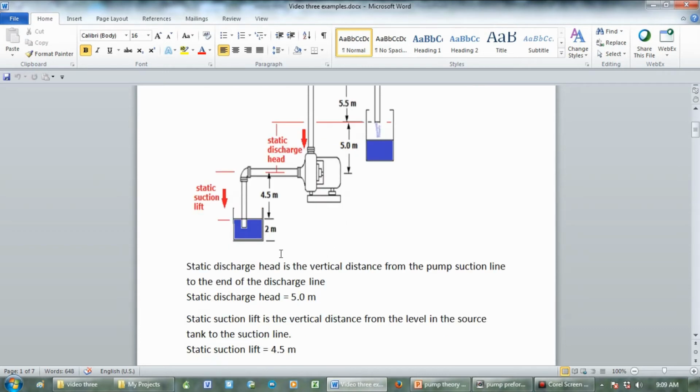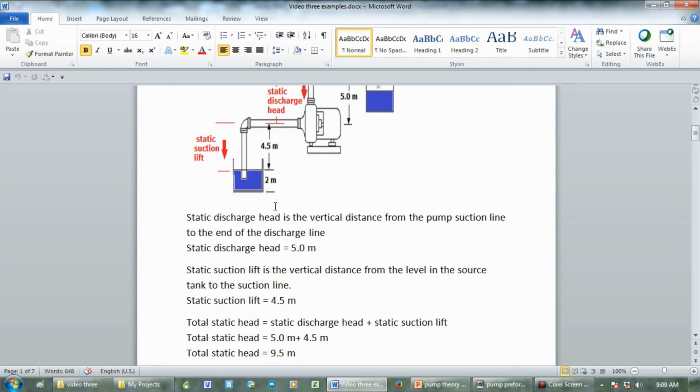Static suction lift is the vertical distance from the level in the source tank up to the center line of the pump suction. So static suction lift equals 4.5 meters. Total static head equals static discharge head plus static suction lift. Total static head equals 5.0 meters plus 4.5 meters. Total static head equals 9.5 meters.